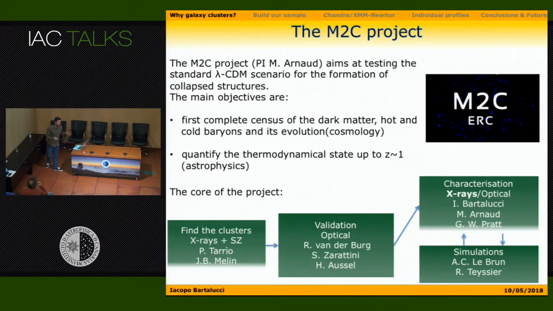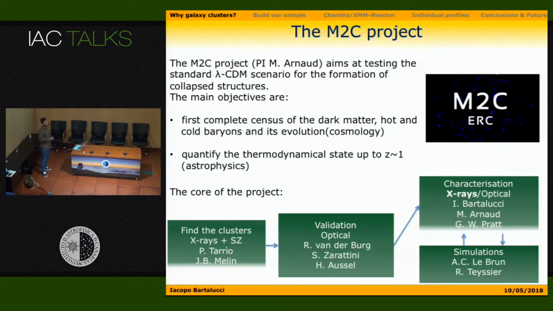The picture that is emerging from everything that I said so far is that if you want to use galaxy clusters as cosmological probes, you need to study the evolution of the dark matter and baryonic components, looking at profiles, and also you need to study the physics of galaxy clusters, and that is exactly the content of the project. As you can see, the project is a complete use of hot and cold baryons and their evolution. So we are doing cosmology and identifying the thermodynamic state of these galaxy clusters up to redshift 1.